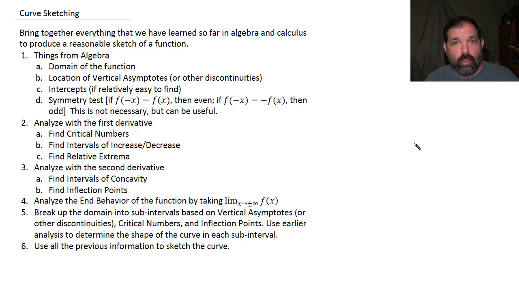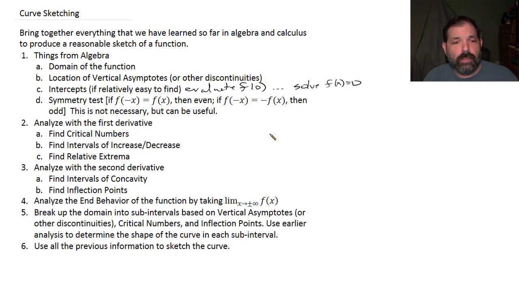Now from algebra, we should know things like, what's the domain of the function? Are there vertical asymptotes? Intercepts, if they're relatively easy to find. Remember that to find intercepts, we either set the input to 0, so we evaluate f of 0, and solve f of x equals 0. That will give us the intercepts of the function.